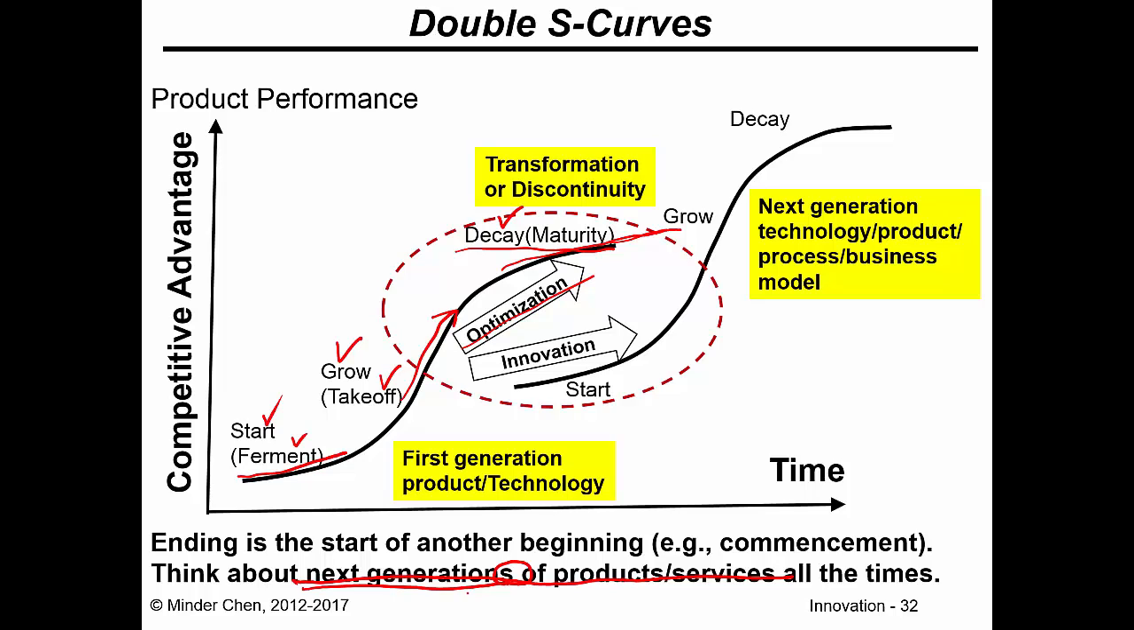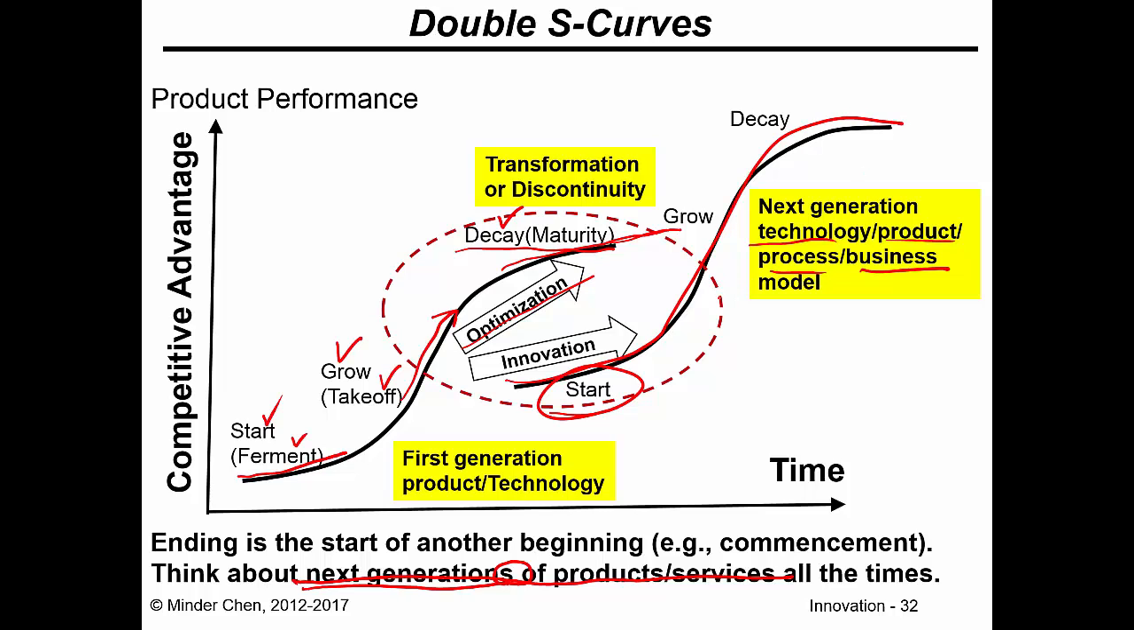But the next generation of product needs to have some innovative feature to entice the user to buy a new version of the product. If it's just incremental improvement, sometimes the adoption rate of the next generation product may not be as high as you wish. So an innovative approach may be necessary to start the next generation of the technology product process, and sometimes you may even need to come up with a new business model. But this next generation's product will go through the same S-curve cycle.